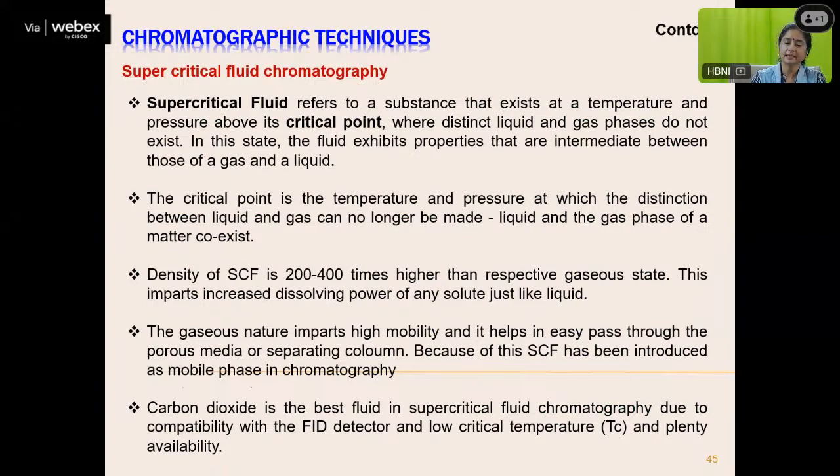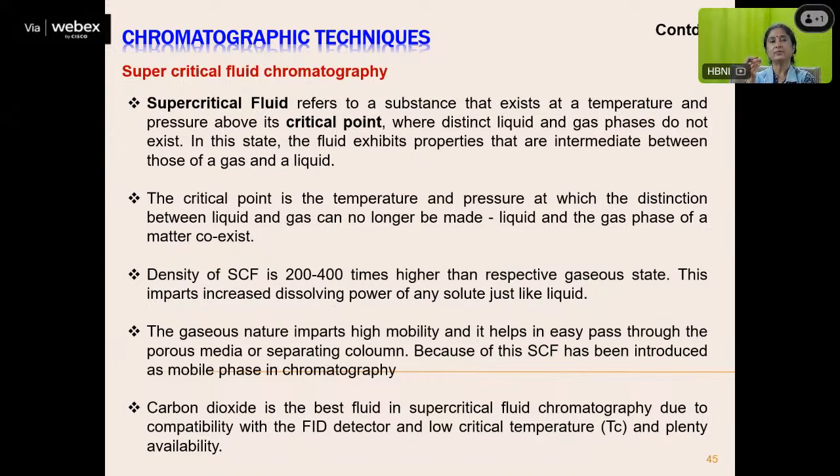Now let us see gas chromatography and HPLC; we'll be looking at them in class ahead. I just want to tell something about supercritical fluid chromatography. A supercritical fluid refers to a substance that exists at a temperature and pressure above its critical point, where distinct liquid and gas phases do not exist. In this state, it is a fluid which exhibits properties that are intermediate between those of a gas and a liquid.